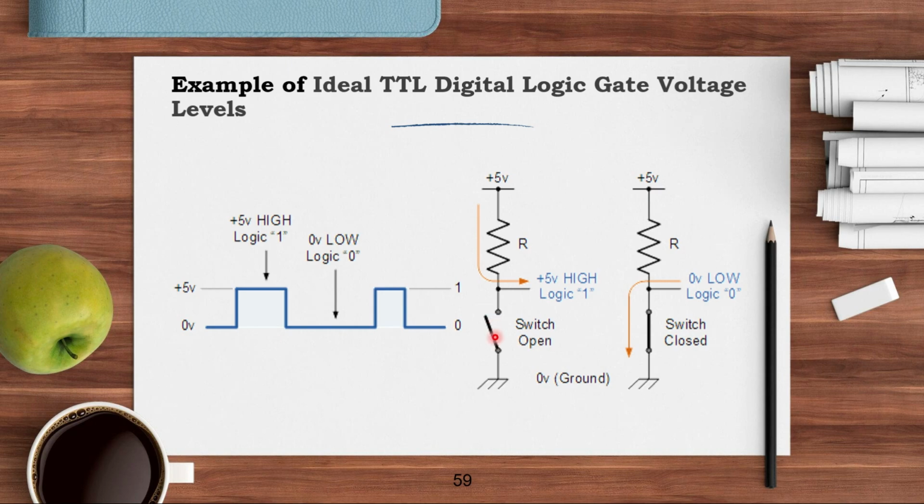This is possible when the switch is open. It is not going to ground. There is no path from 5 volt to ground, so our complete 5 volt will go to the output, and we say that the output is 1. Now if there is a closed path to the ground, what will happen? This 5 volt will directly go to the ground. There is no path towards the output. So rather than going towards the output, it will go to the lower potential at the ground. In that case, we say that the output is low, that is 0.